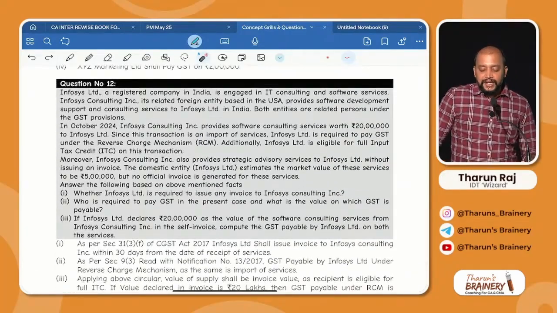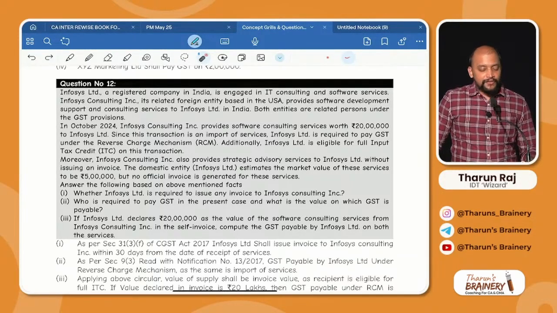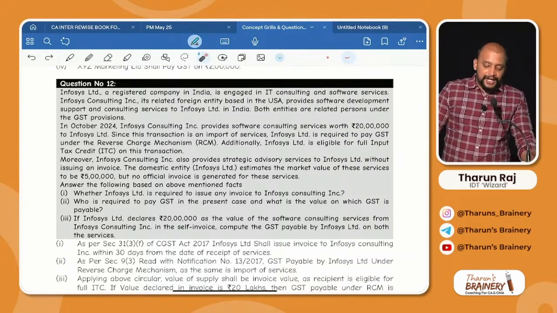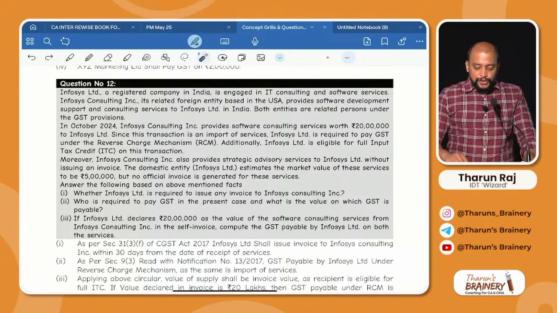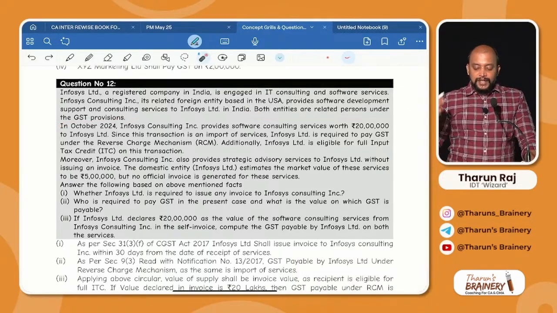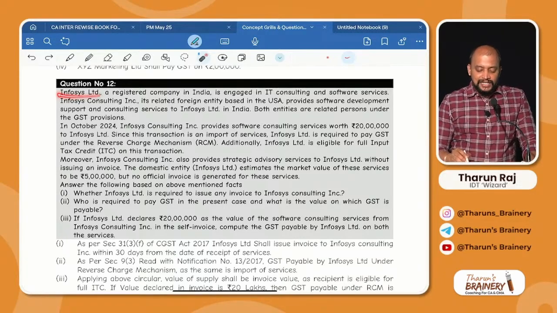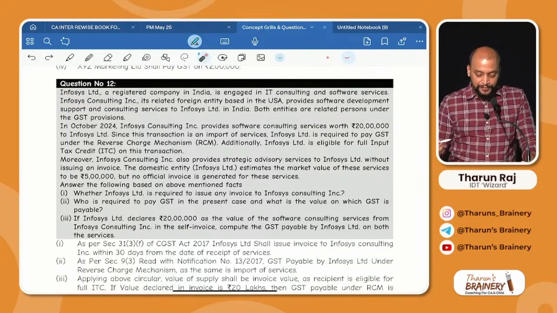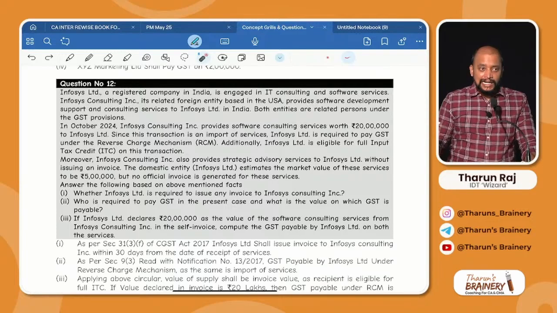Infosys Limited, a registered company in India, is engaged in IT consulting and software services. Infosys Consulting Incorporation, its related foreign entity based in USA, provides software development support and consulting services to Infosys Limited in India. Both entities are related persons under the GST provisions. So it is import of service from a related person. Is it clear? See there, Infosys Limited is importing service from Infosys Consulting and both are related. So it's an import of service from a related person and definitely it will be coming under RCM.